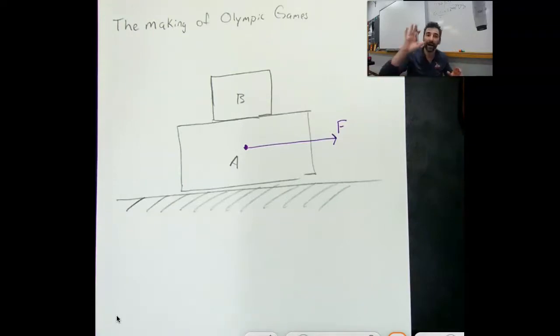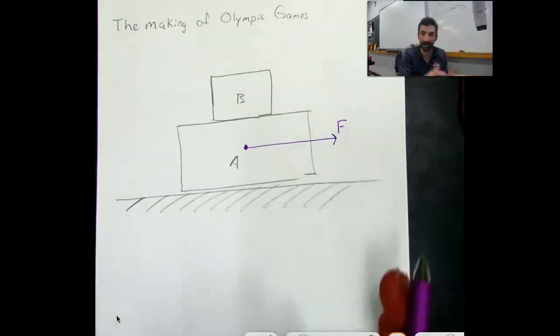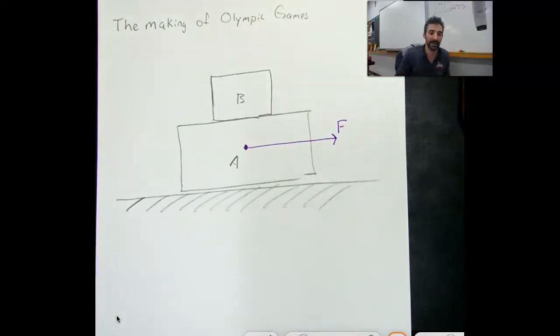So I've got a camera over here, I've got a camera over here, and I'm going to be moving around. We're going to do the best we can. Here we see my setup, right? And my setup just has block A and block B. Now, in this game, I'm not going to tell you what the masses are of each block, and that might change as the game progresses.